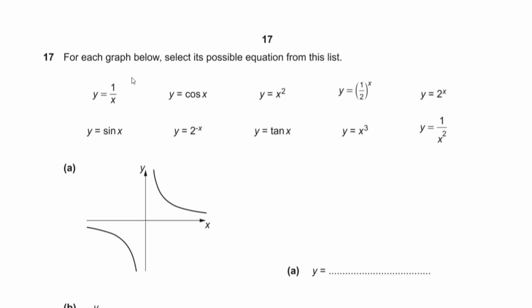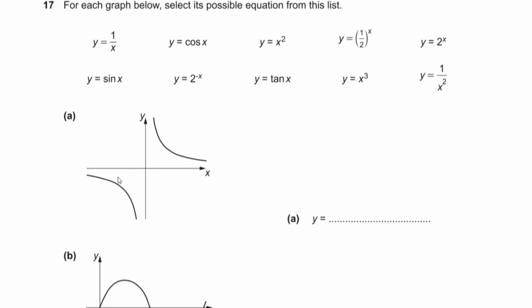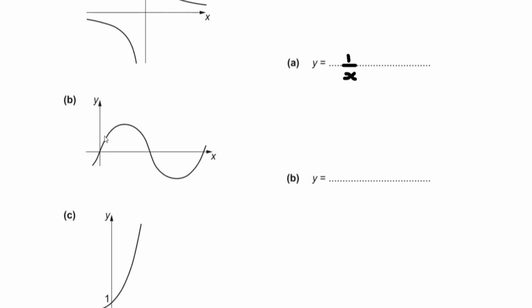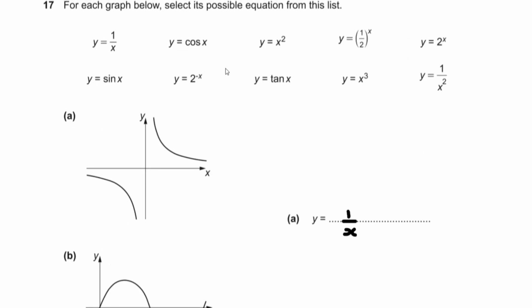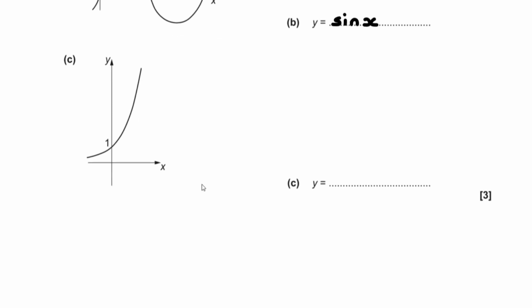Question number 17. For each graph below, select its possible equation from the list. On part A, we've got this graph here, which is the graph of y equals 1 over x. Next, we've got this graph here, which is the graph of y equals sine x, and here we've got the graph of y equals 2 to the x.